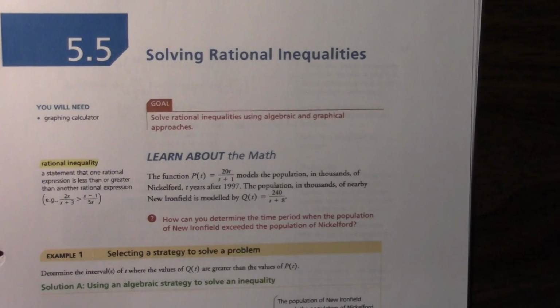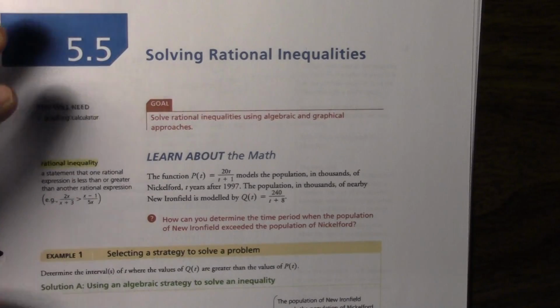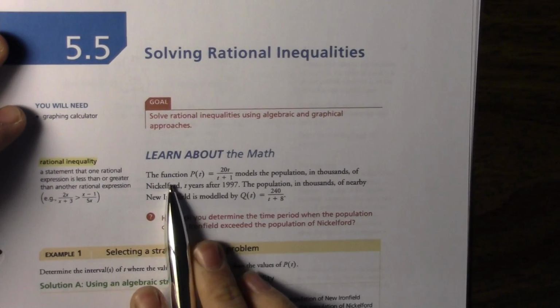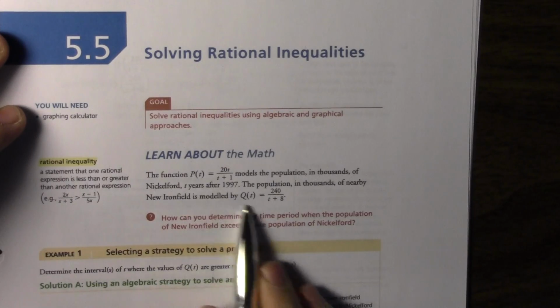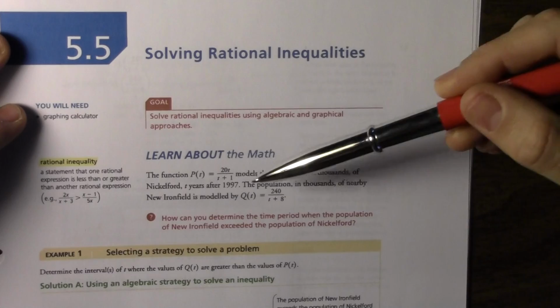Okay, the goal is to solve rational inequalities using algebraic and graphical approaches. So if anybody asks you what the goal today is, you'll say to solve rational inequalities using algebraic and graphical approaches. All right. So we have two functions here, P and Q. Okay, both rational functions. So quotients here.